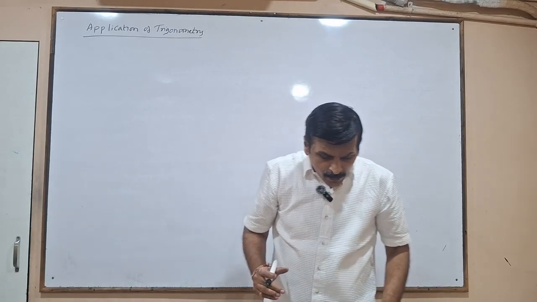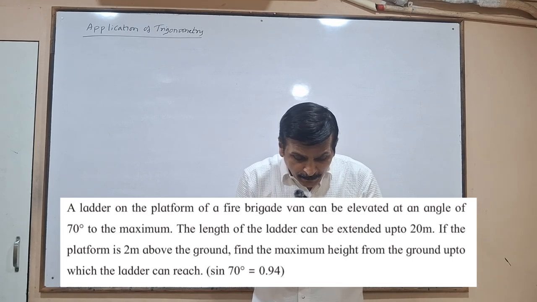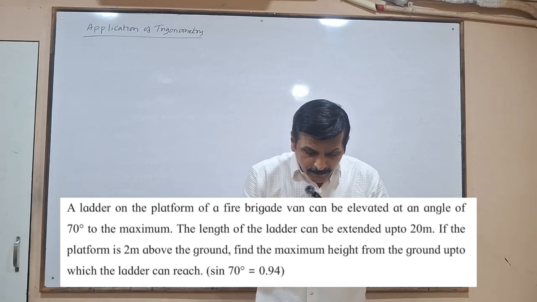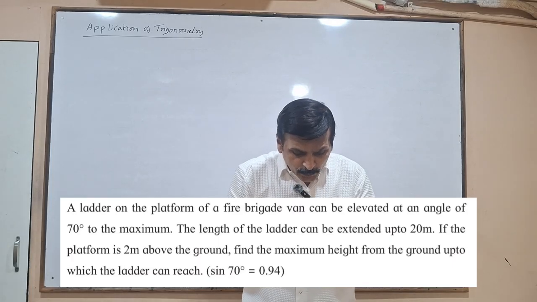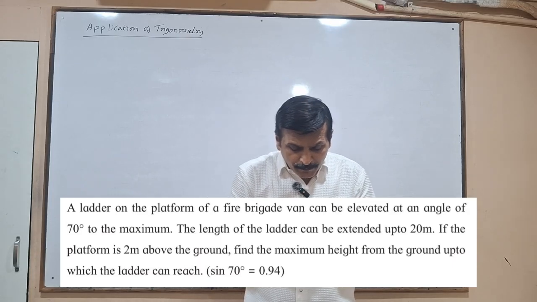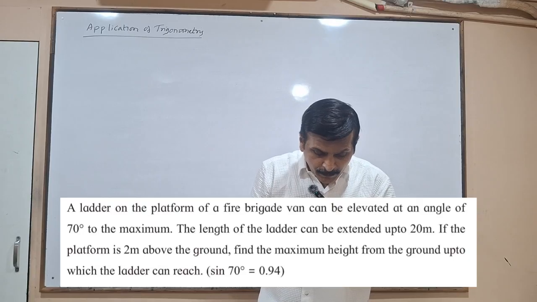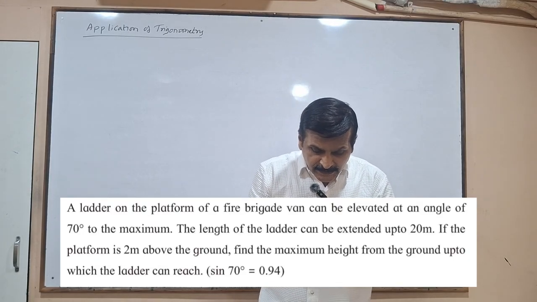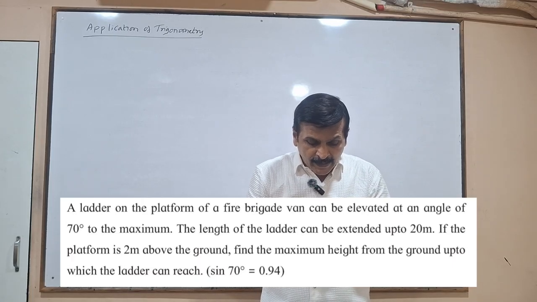Next question. A ladder on the platform of a fire brigade van can be elevated at an angle of 70 degree to the maximum. The length of the ladder can be extended up to 20 meter. If the platform is 2 meter above the ground, find the maximum height from the ground up to which the ladder can reach.